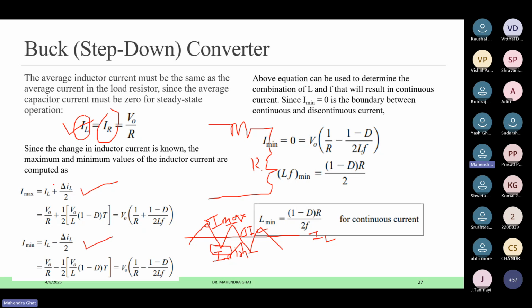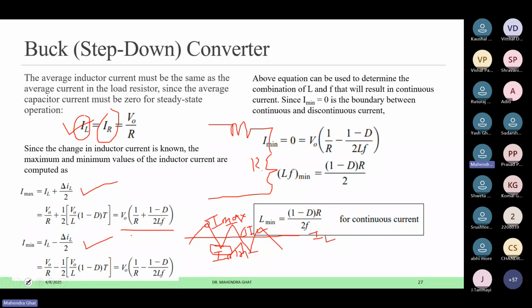Now if I put in the equations I got, IL, the average current, is VO by R plus delta IL by 2. Delta IL is nothing but VO by L into 1 minus D times T. So that we derived, and that value I have put here. If you put that value, you will get this equation: VO is equal to 1 by R plus (1 minus D) into 2LF. T is taken as 1 by F, so you will get this equation. Similarly, for the I min, you will get this equation.